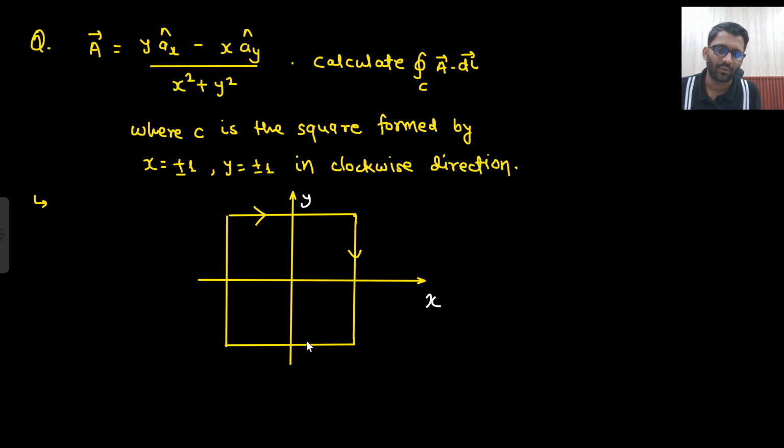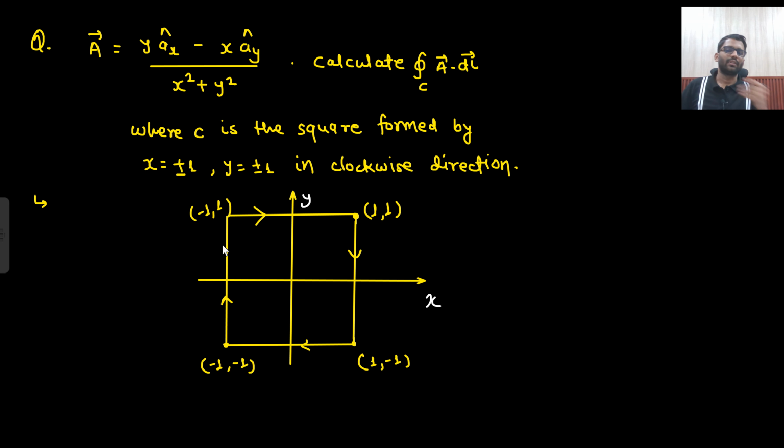So in this manner we need to work. Okay. And let's mark these points. 1 comma 1. This point will be 1 comma minus 1. This point will be minus 1 comma minus 1, and this point will be minus 1 comma 1. In this manner we need to go. We can mark the points A, B, C and D. Now it is a closed line. It is a closed line, so it is enclosing some surface area.